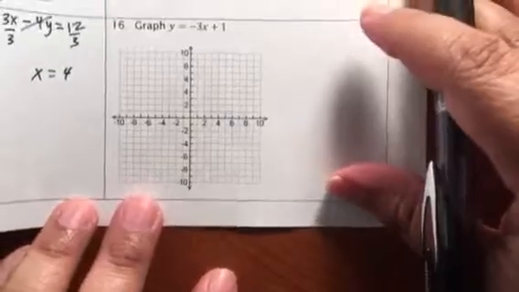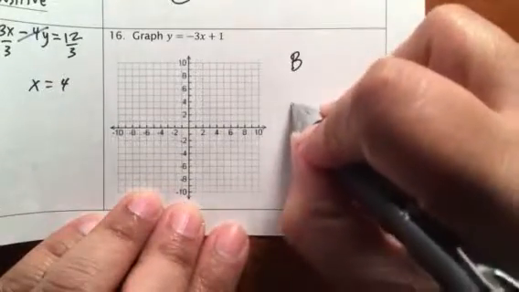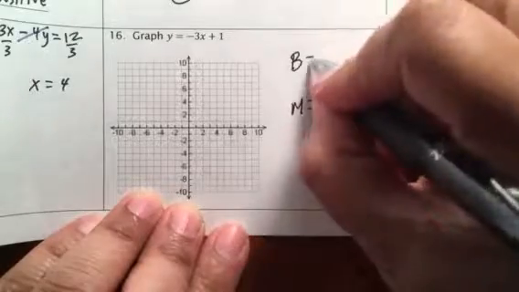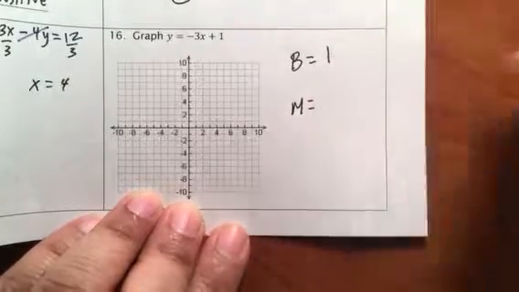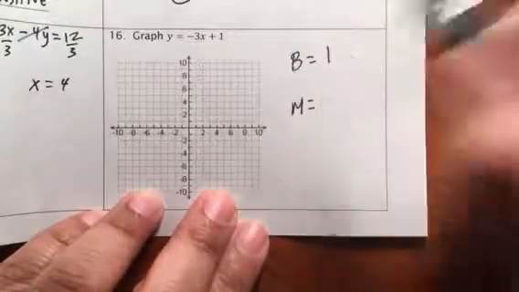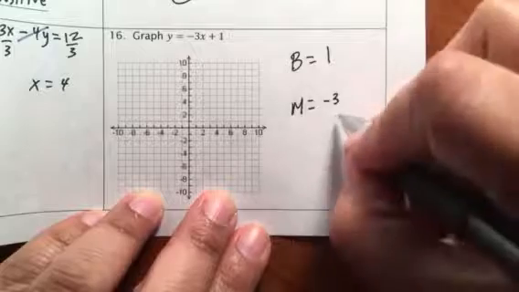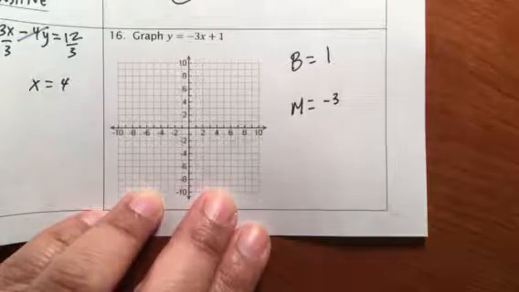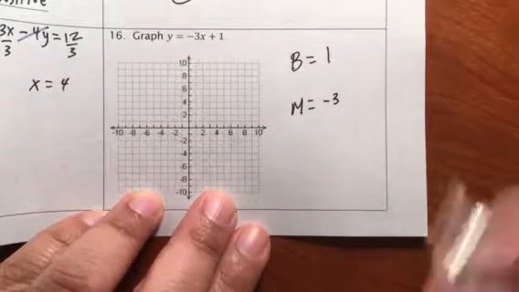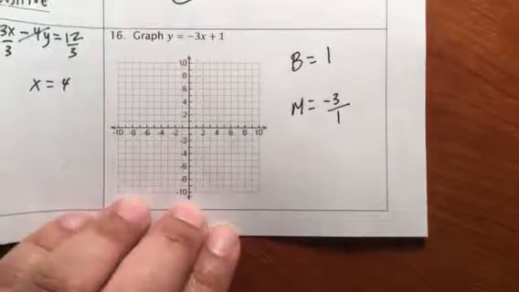Alright, last problem. So we're going to graph. In order to graph, I need my y-intercept and I need my slope. So my y-intercept is the number that's all by itself. It wants to be alone. So 1, 1. And our slope is -3. So remember, when you're dealing with slope, you want it to be written as a fraction. So I'm going to just put that over 1.